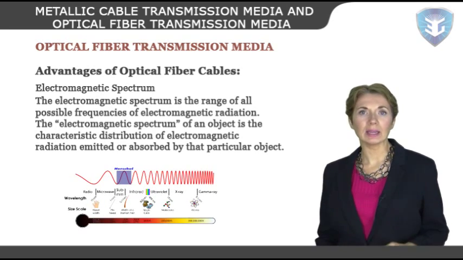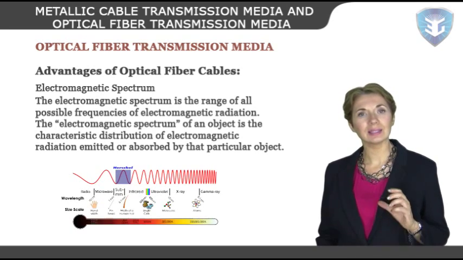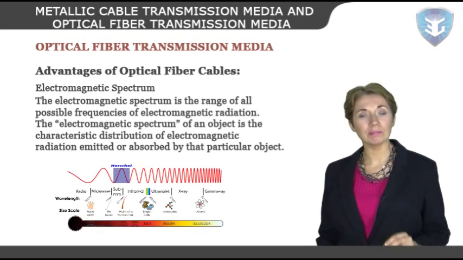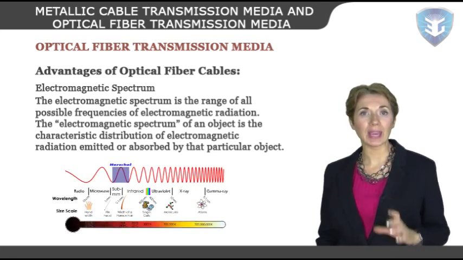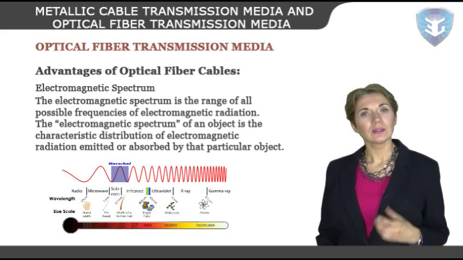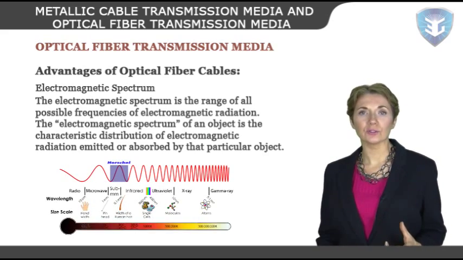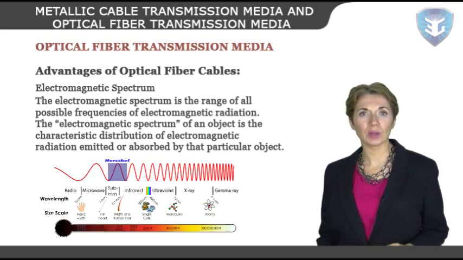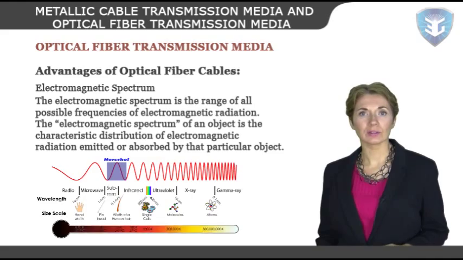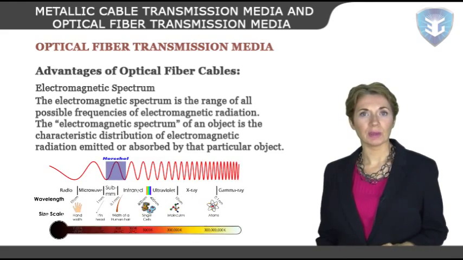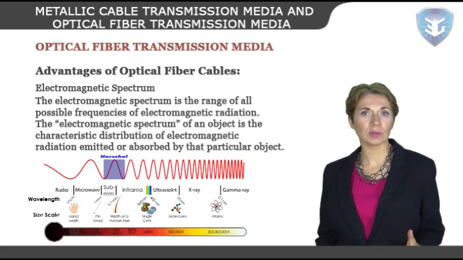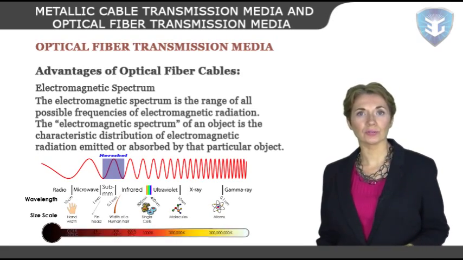The electromagnetic spectrum of an object is the characteristic distribution of electromagnetic radiation emitted or absorbed by that particular object. The frequency spectrum extends from the subsonic frequencies, a few hertz, to cosmic rays, 10^23 hertz. The light frequency spectrum can be divided into 3 general bands: infrared, visible, and ultraviolet.